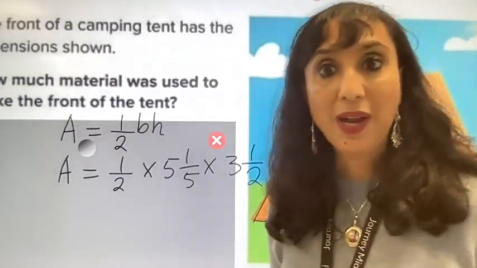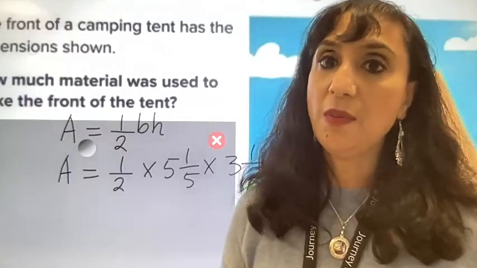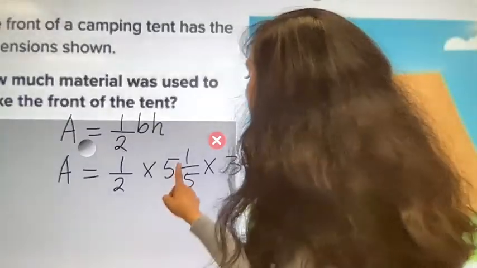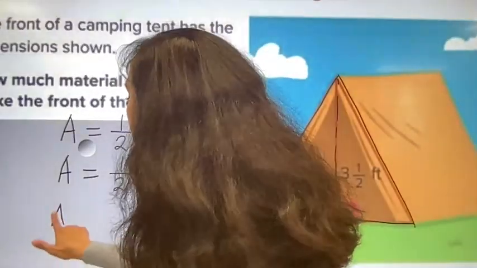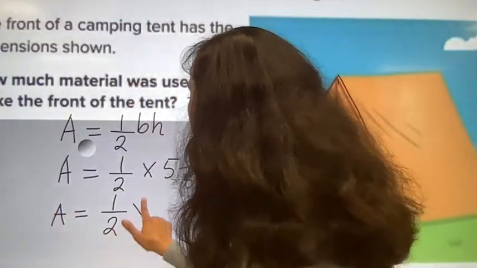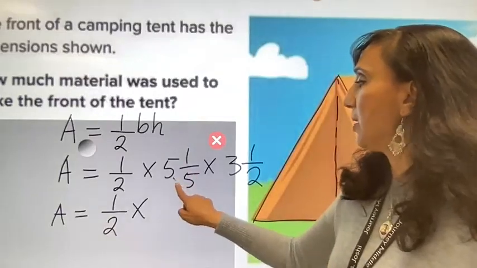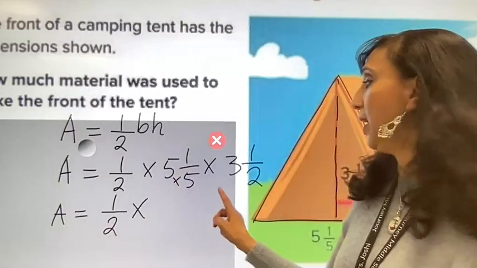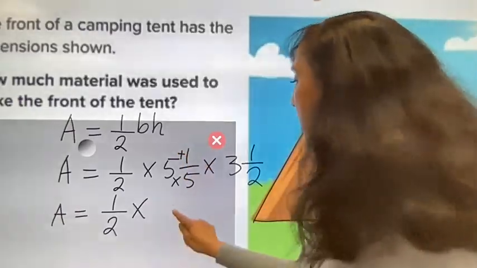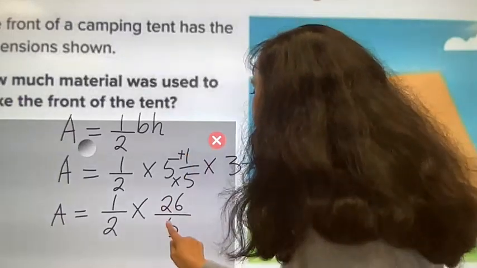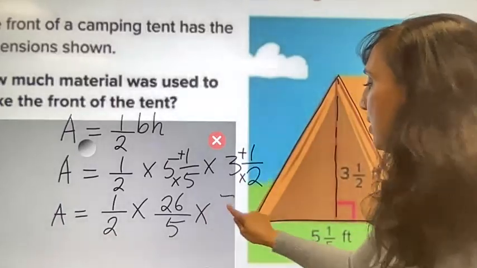Remember, when we are multiplying fractions and mixed numbers, you have got to convert them to improper fractions first. So don't try to do 5 times 3 and all that mess, okay? So we've got to convert it to an improper fraction. So area is equal to 1/2 times. To convert a mixed number to an improper fraction, once again, you multiply the denominator with the whole number part. So 5 times 5 is 25 plus the 1, which is 26/5, times 3 times 2 is 6 plus 1, which is 7/2.